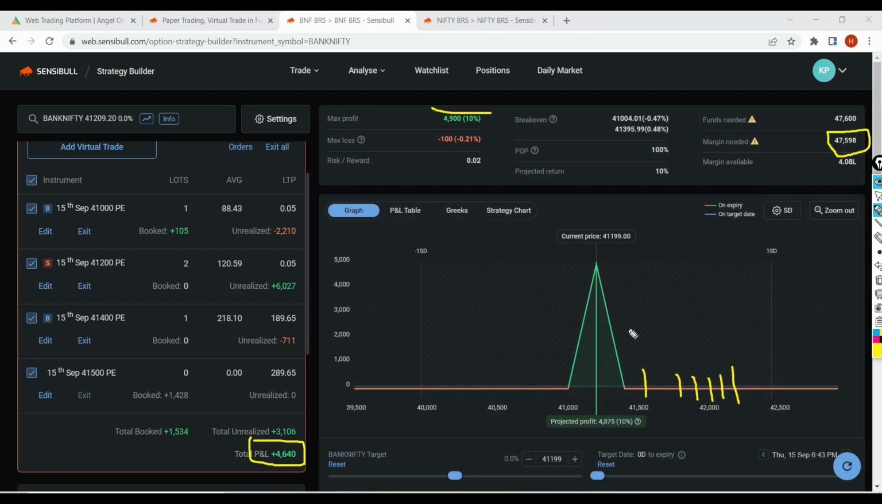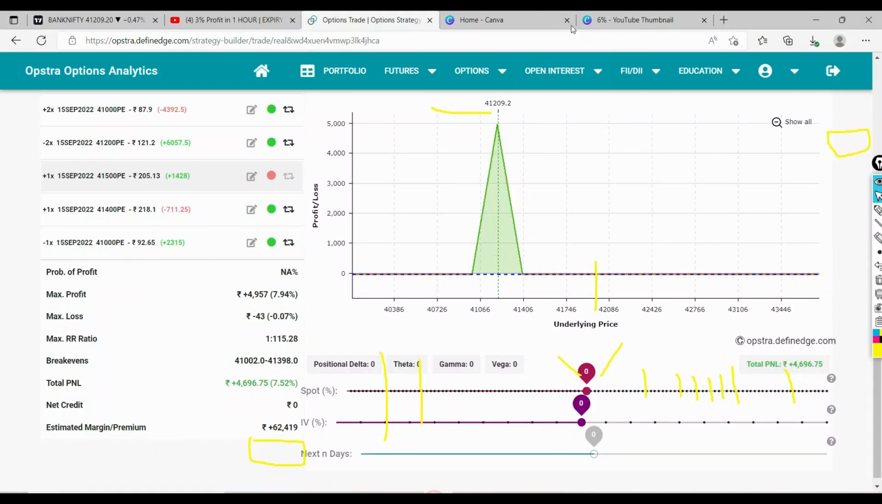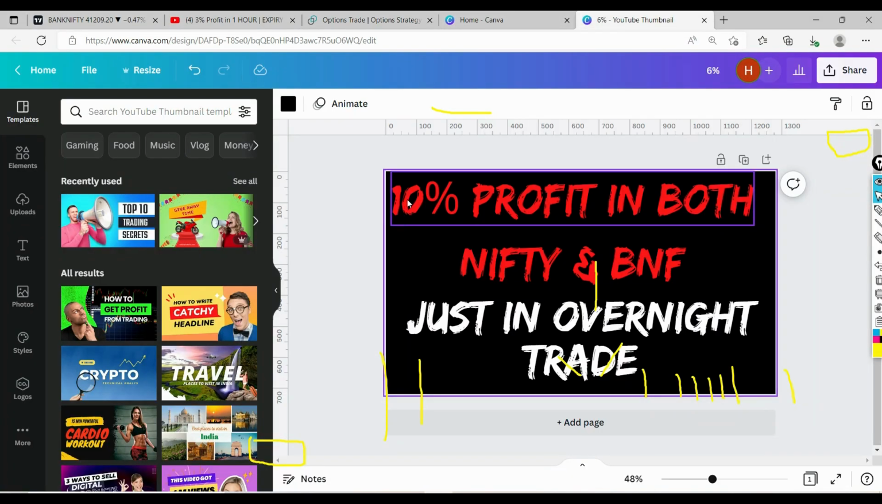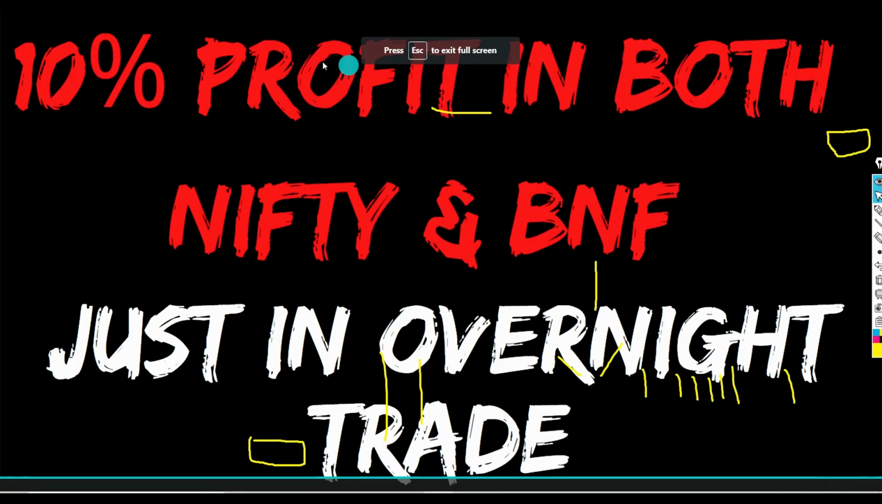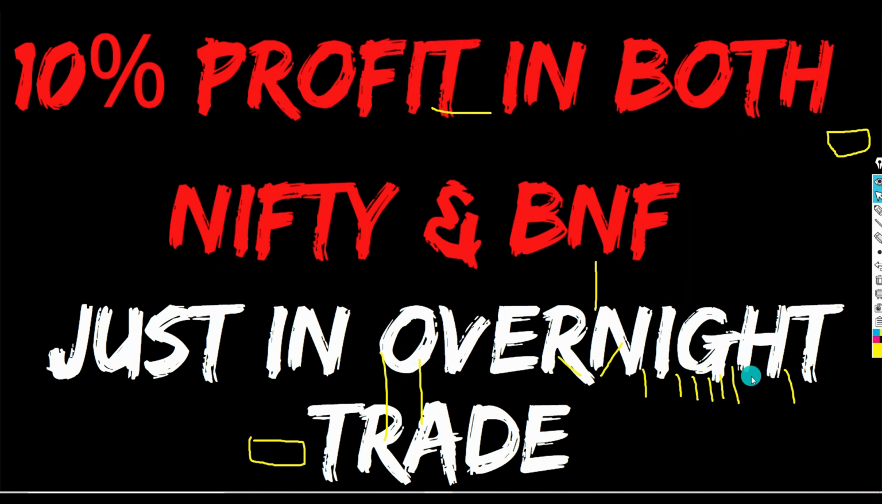I thought maybe let the market expire here, let the market expire here, because at the end of the day I only have to give 100 rupees. But the market was kind to me, it expired at the center, so I got almost 10%. So with this, that's what I've made a PPT. I almost made 10% in my Nifty and also in my Bank Nifty just with the overnight trade.